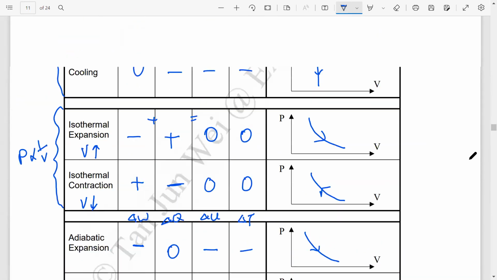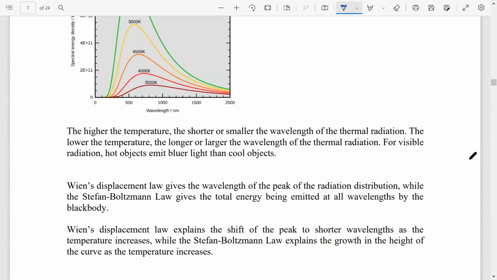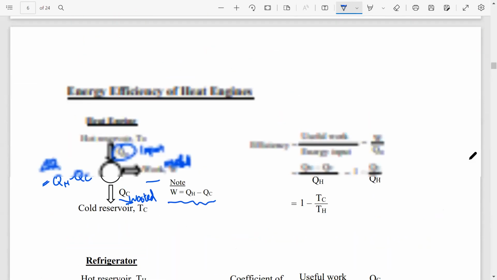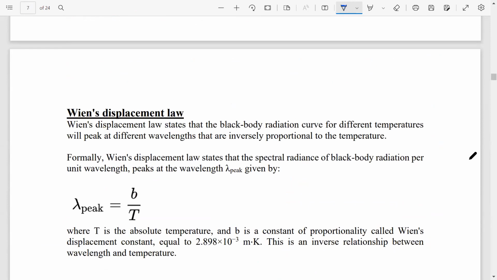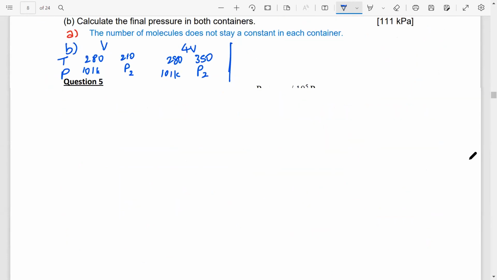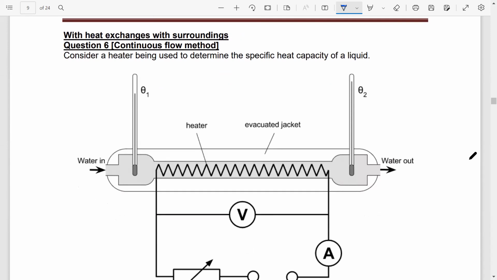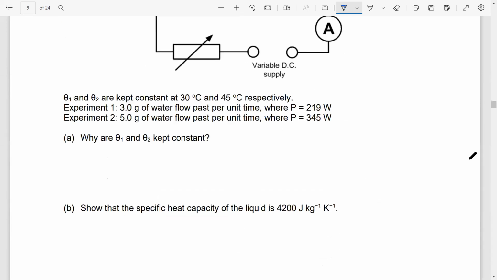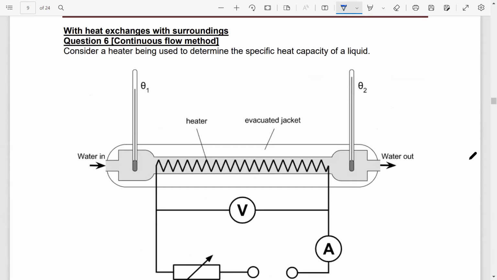Now let's go through two more. Okay, so that's most of the concepts we went through. Now let's go through some additional questions before I go on to the last concept. Now we'll make use of your O level knowledge to touch on Q equals mc delta theta. You may want to pause the video here to take a quick look at question 6 and question 7, and try to see whether you can do it.